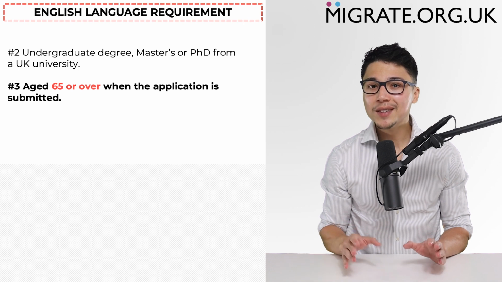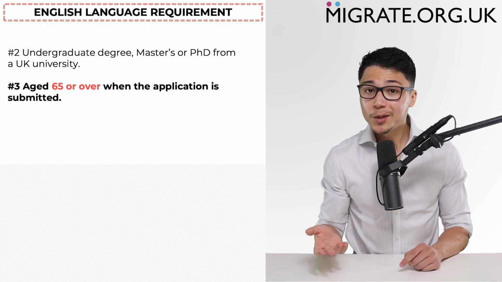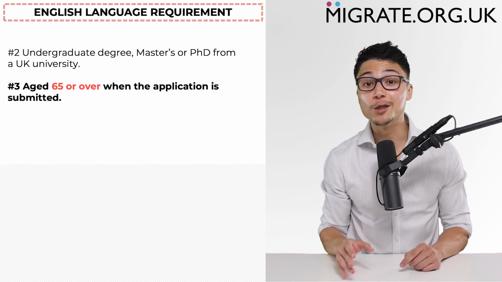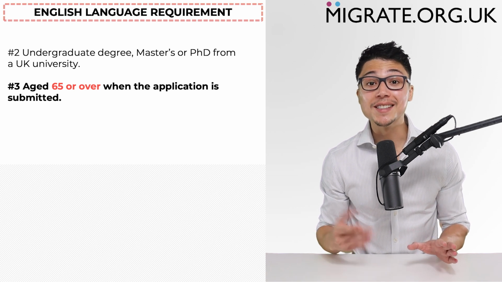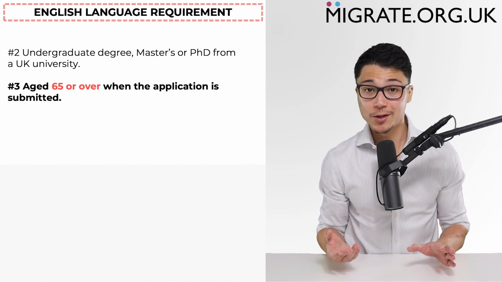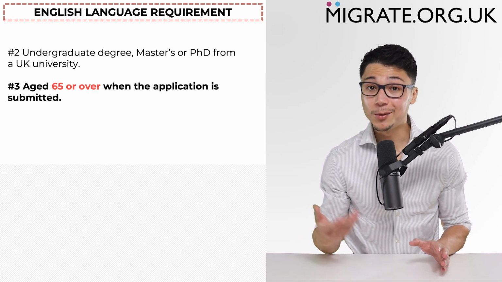The third way is for the applicant to be aged 65 or over when the application is submitted, in which case simply submitting the applicant's passport will satisfy the UK fiance visa English language requirement. So we have discussed the 3 easiest ways to satisfy the English language requirement. The other ways, unfortunately, involve some effort on your behalf, as we'll now discuss.